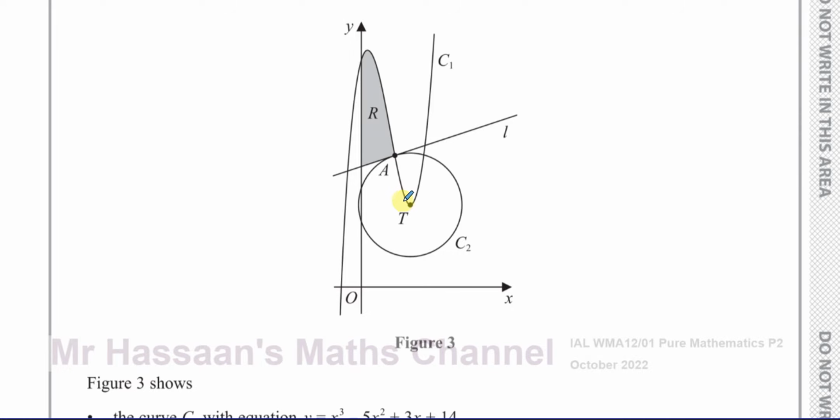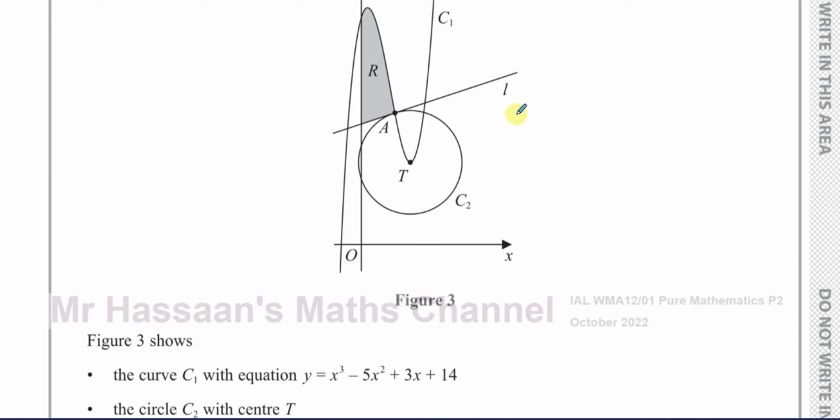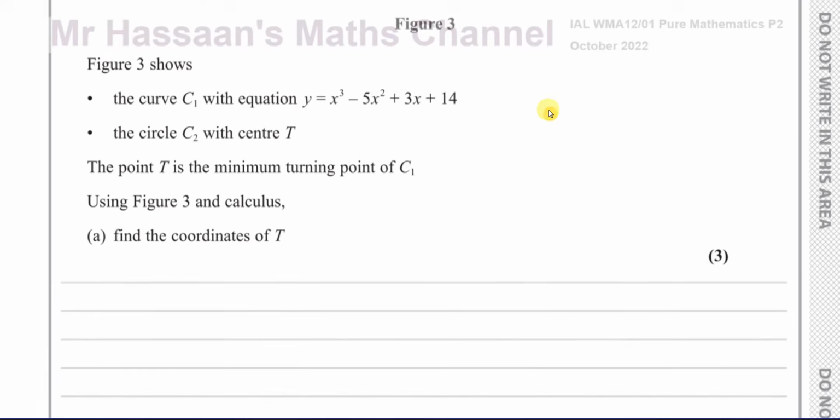So basically, T is the minimum turning point of this curve. We want to find what the coordinates of T are. We need to find the place where the gradient of this curve is equal to 0. It's going to be equal to 0 in two places: one at the maximum, the other at the minimum. So we need to find the stationary points, the turning points of the curve, and in particular the minimum turning point, as we're told.